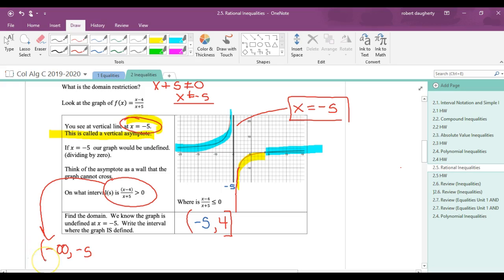It's always a parentheses on infinity. -5, what's the name for that? That's a vertical asymptote. What goes around that? Parentheses. And then where's the other point? That's 4 to infinity? And because this is greater than, what goes around both of those? Parentheses.